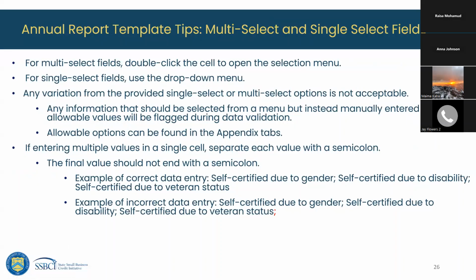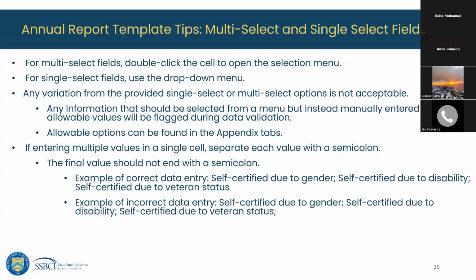All right, and so we have multi-select fields that you double click on the cell to open the selection menu, and then there's single select fields where you use a drop-down menu. So if there's any variation from the provided single select or multi-select options, it's not acceptable. The usual variation that we see is folks inputting information manually. So just make sure that you're not inputting information manually that should be selected from a drop-down menu or selected from the multi-select pop-up box.